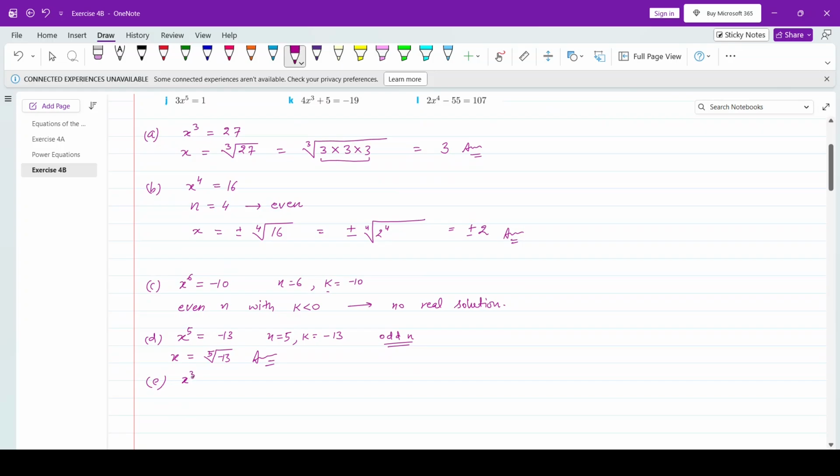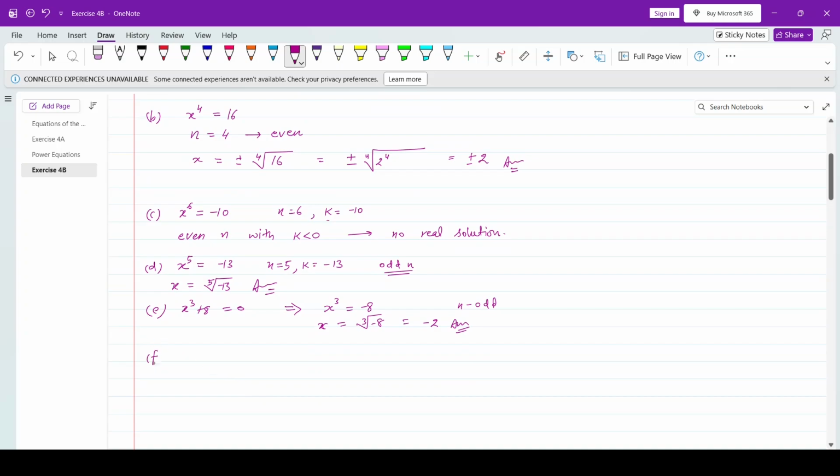x cube plus 8 is equal to 0. Now we can rewrite this equation in the form x cube is equal to negative 8. Now we know n is odd. In case when n is odd, x is simply the nth root of k. So this is going to be negative 2, because negative 8 can be written as negative 2 raised to the power 3.